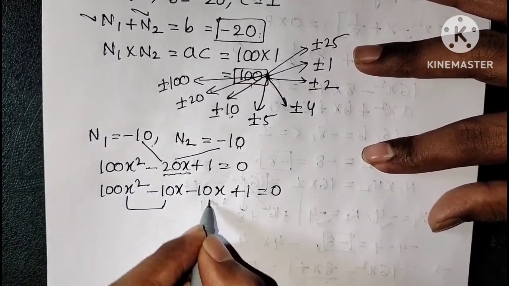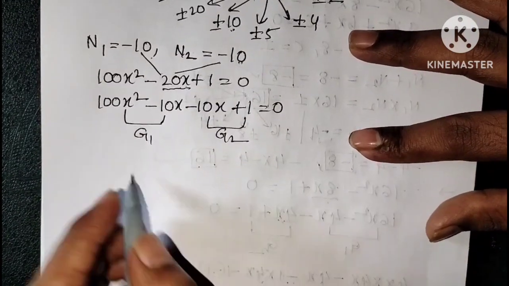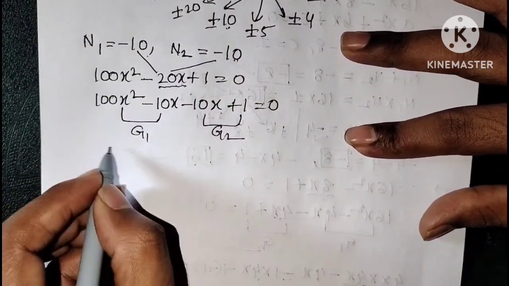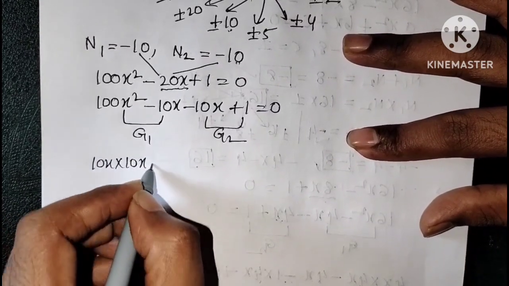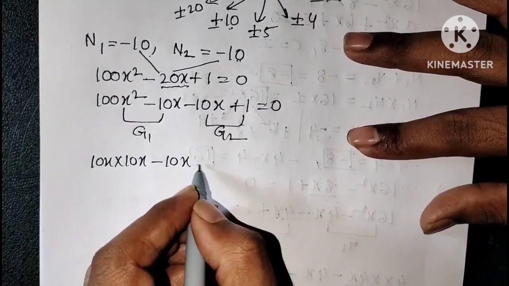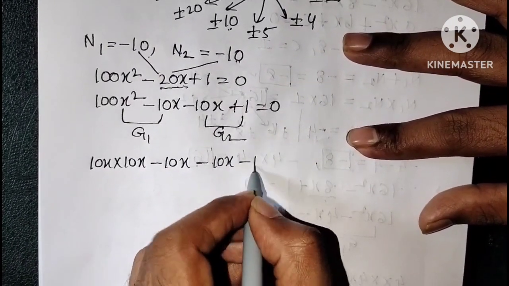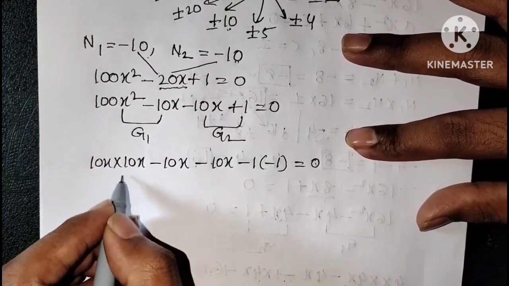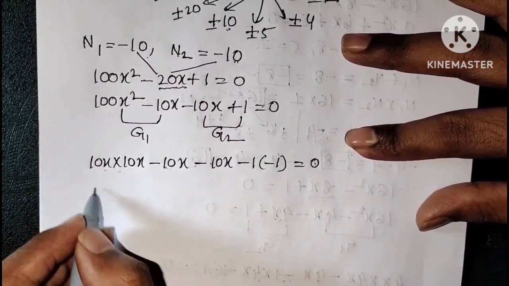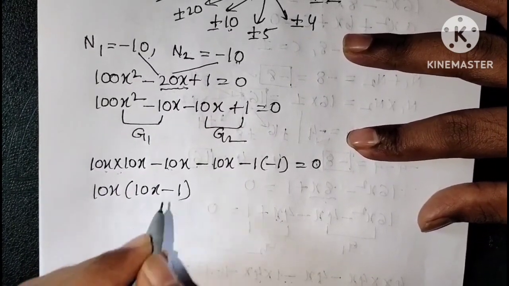Now make two groups. This is group 1 and this is group 2. In group 1, what is the common thing? 100x square can be written as 10x into 10x, minus 10x. Similarly here minus 10x. Okay, plus 1 can be written as minus 1 into minus 1. So among these two terms 10x is common. Taking 10x common, the remaining thing is 10x minus 1.